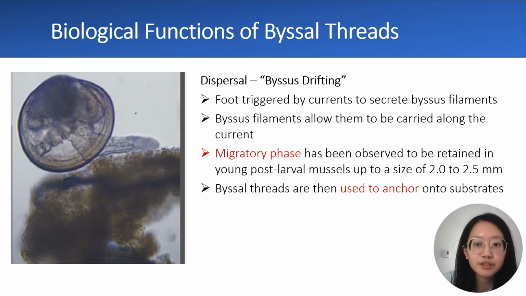Their foot can be triggered by small currents to secrete a Byssal filament to allow them to be carried along with the current in a process termed Byssal drifting. Byssal threads can then be used to anchor onto substrates to withstand strong currents and wind.